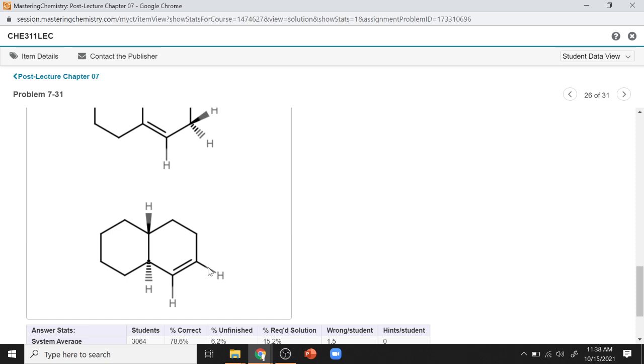Did you have any questions or anything you're having trouble understanding? Why would you put the stereochemistry of the hydrogens on the top?